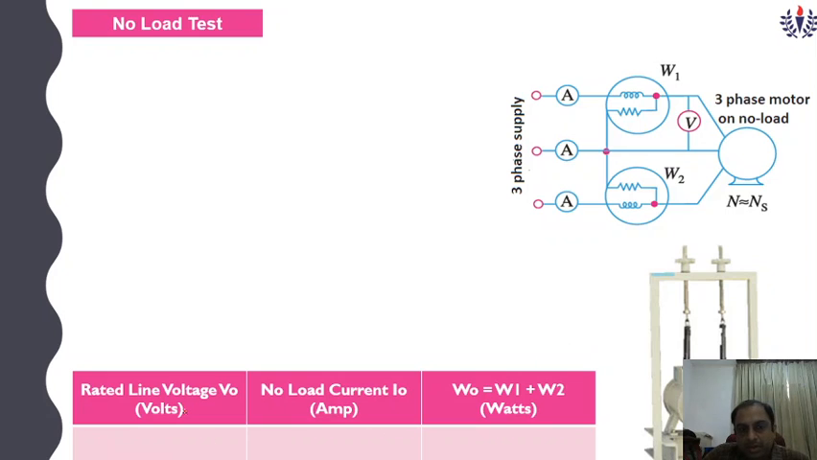There are three parameters we are measuring. One is V naught, measured here. Then this is I naught, which you can measure for any phase, whether R, Y or B. And W1 and W2 for the two wattmeters.